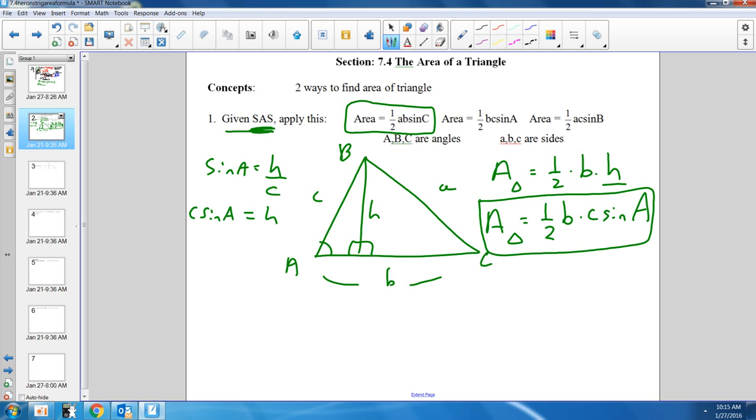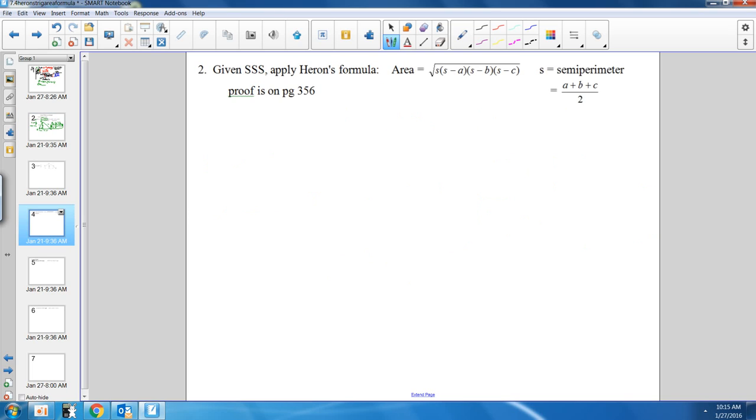The other formula that you're going to use in this section is called Heron's formula. The proof is on page 356 of your book, but it's a proof involving matrices, and it takes a long time. It takes up 2 pages. I'm not going to get into that. So I'm just going to say this is the formula. Know that you use it when you're given all 3 sides of a triangle.